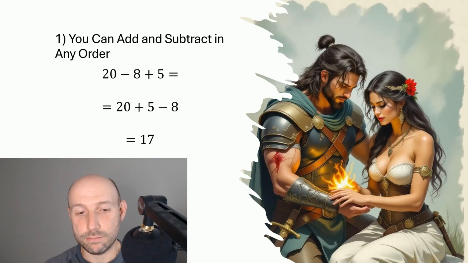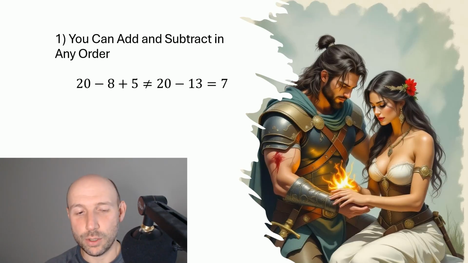Well, you could do this in any order. You could do 20 plus 5 minus 8, which will give you 25 minus 8, which is 17. Or you could do 20 minus 8 plus 5, which is 12 plus 5, which is also 17. As long as the 8 is subtracting and the 5 is adding to the total, you will end up with the right answer, 17, regardless of the order.